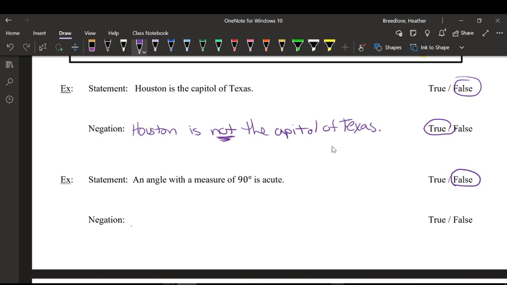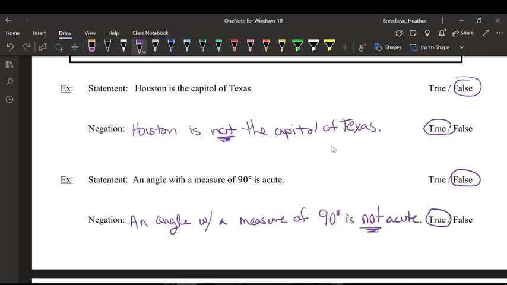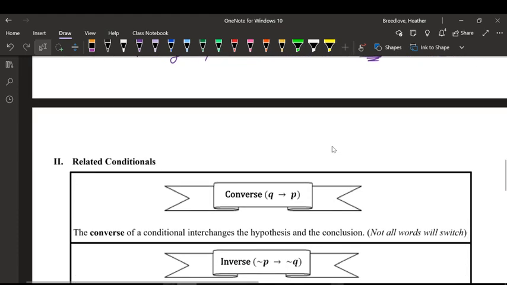So the negation, same words, we're just adding the word not. An angle with a measure of 90 degrees is not acute. So we're not changing it to be a right. We're using the word not, and that's it. And that makes this true, because if it has 90 degrees, it is not acute. All right, so that's how you use negation.